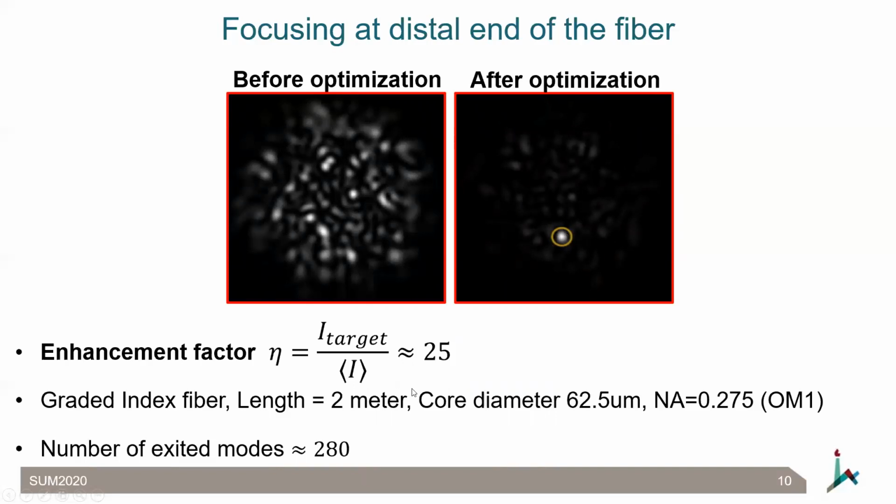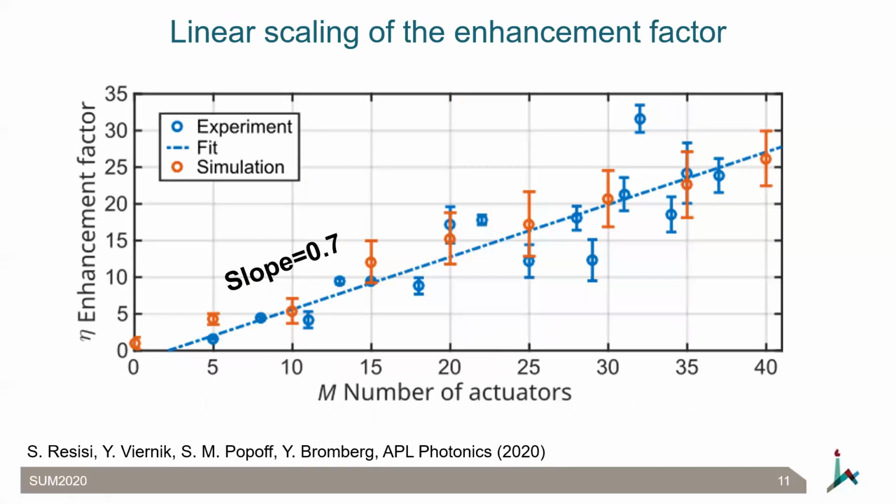And we can define the enhancement factor, being the intensity at our target area relative to the average intensity. And in this example, the enhancement factor we obtain is 25. Now, the enhancement factor depends on the number of actuators we use. Obviously, the more degrees of control we have, the more piezos we have, the larger the enhancement, right?